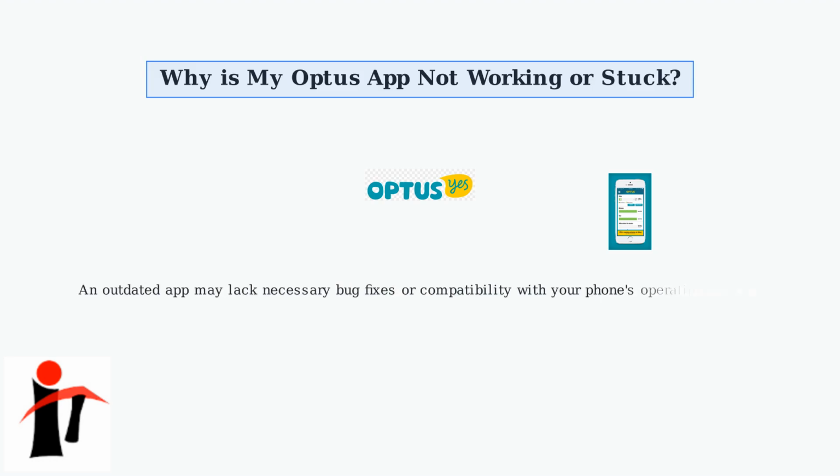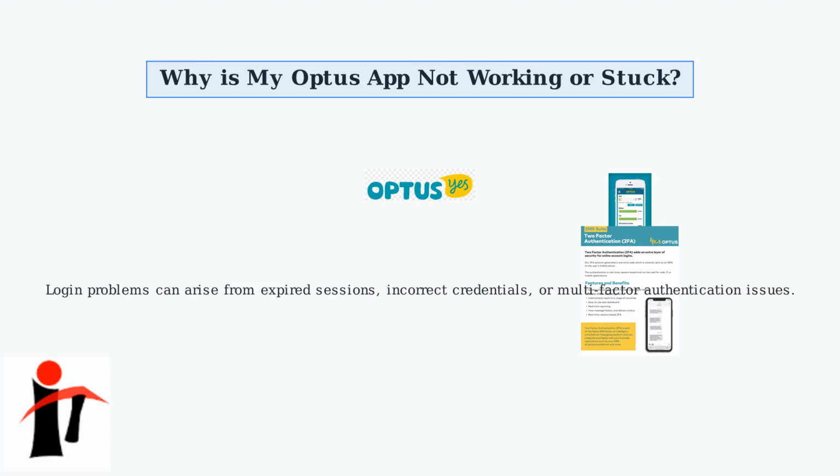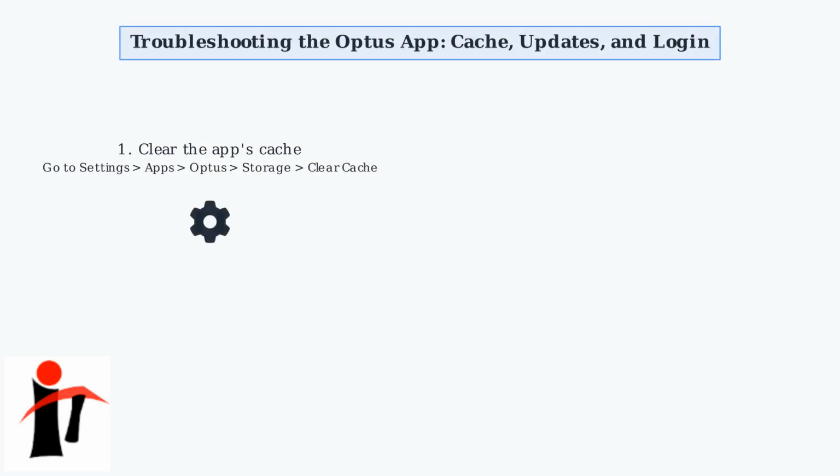An outdated app version may lack necessary bug fixes or compatibility with your phone's operating system. Finally, login problems can arise from expired sessions, incorrect credentials, or issues with multi-factor authentication. Understanding these core reasons is the first step toward fixing the problem. Let's troubleshoot common Optus app issues.